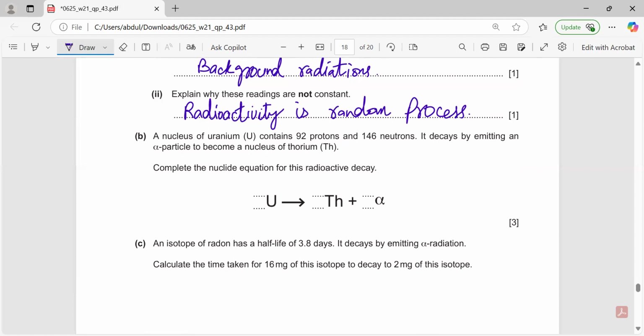A nucleus of uranium contains 92 protons and 146 neutrons. It decays by emitting an alpha particle to become a nucleus of thorium. Complete the nuclide equation for this radioactive decay. These are the free marks, by the way. Number of protons, 92 for uranium. Neutrons are 146. So 146 plus 92, 238.